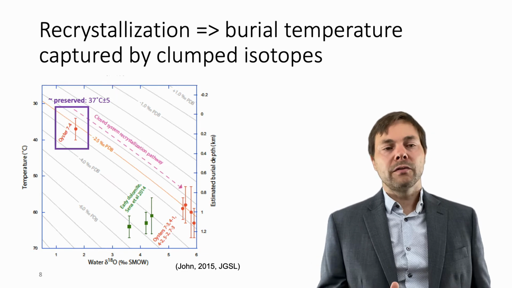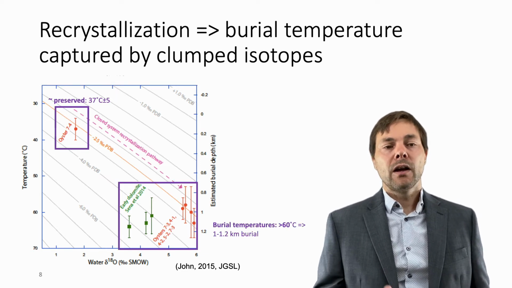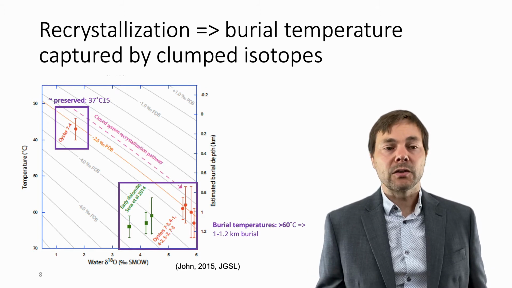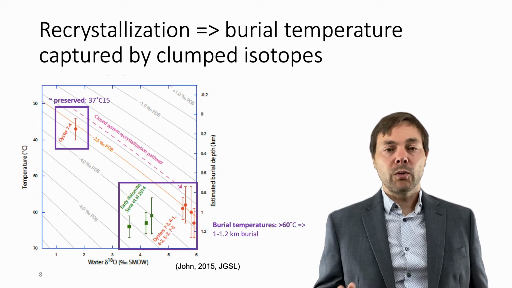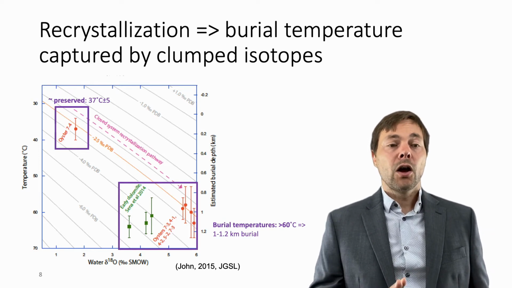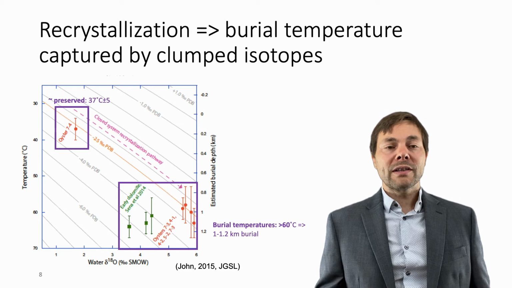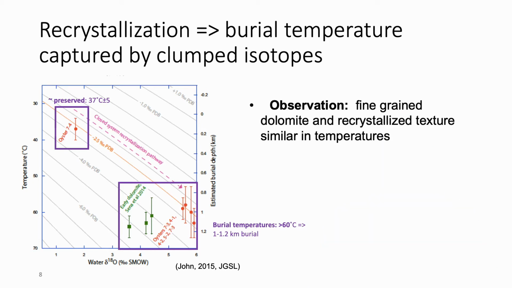However, most of the oysters and the dolomite point to temperatures in the order of 60 degrees Celsius. This is well above Earth surface condition. So we know this is not Earth surface condition for certain. So what's our observation here? Our observation is that the fine-grained dolomite and the recrystallized textures both yield similar temperature.